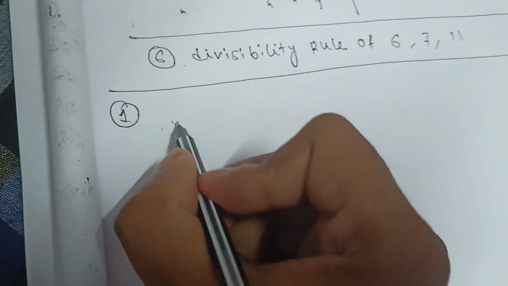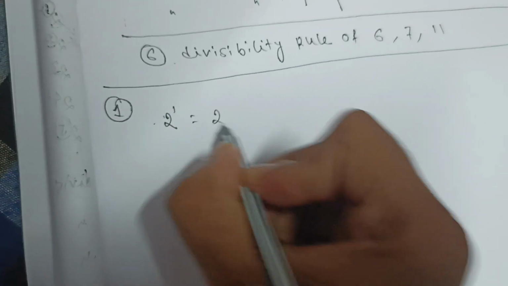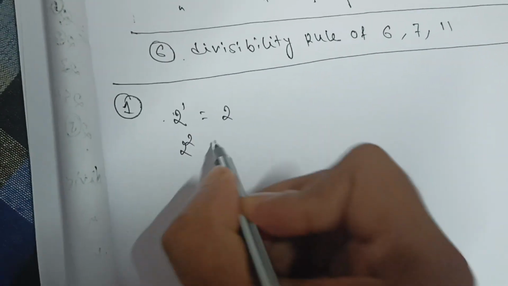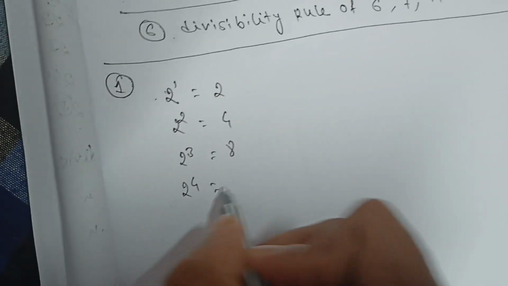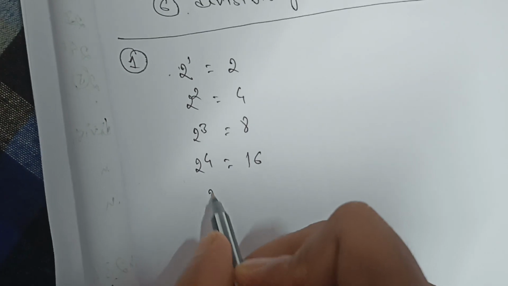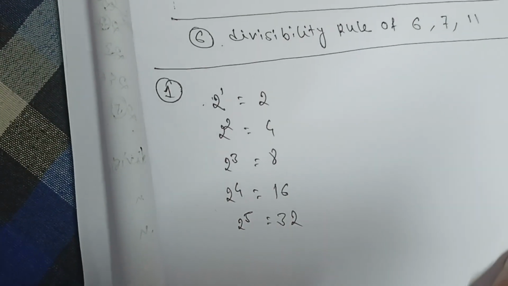Here I will just explain. 2 to the power 1 is equal to 2, 2 to the power 2 is equal to 4, 2 to the power 3 is equal to 8, 2 to the power 4 is equal to 16, 2 to the power 5 is equal to 32. So why am I writing this?